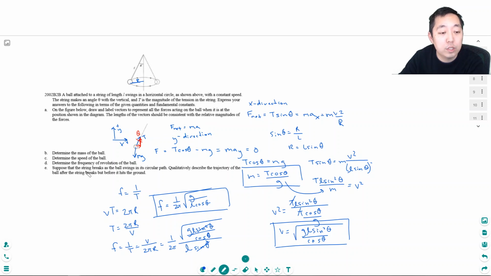Okay, suppose the string breaks as the ball swings in its circular path. Qualitatively describe the trajectory of the ball after the string breaks, but before it hits the ground. Well, it will just travel tangentially. I'll just kind of sketch it. It kind of goes like that, because once you cut it, at any moment in time its instantaneous velocity is tangential. It will simply take a parabolic arc to the ground like that.